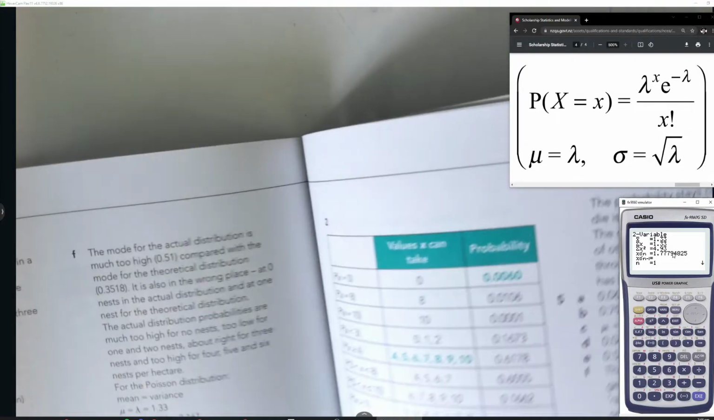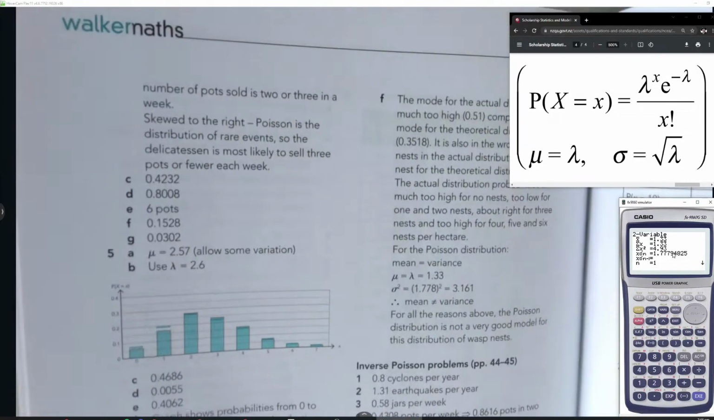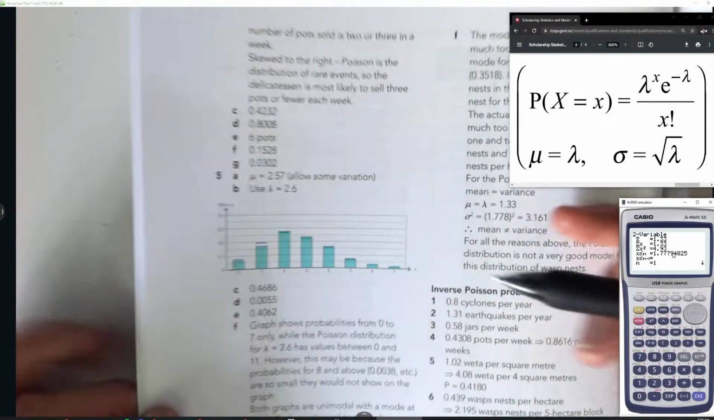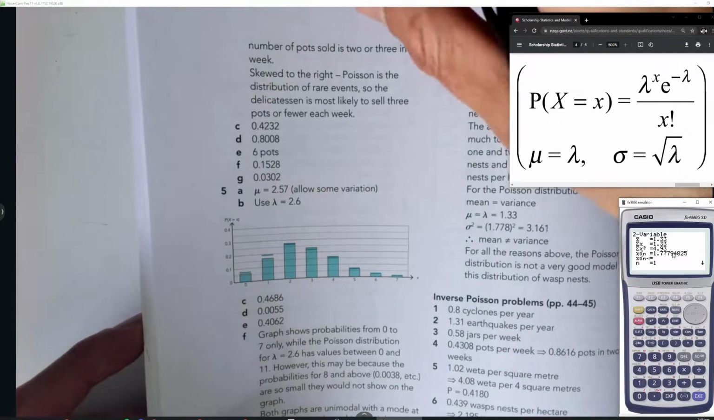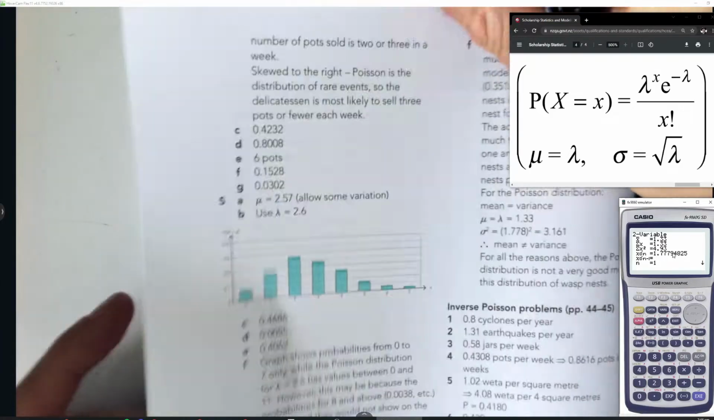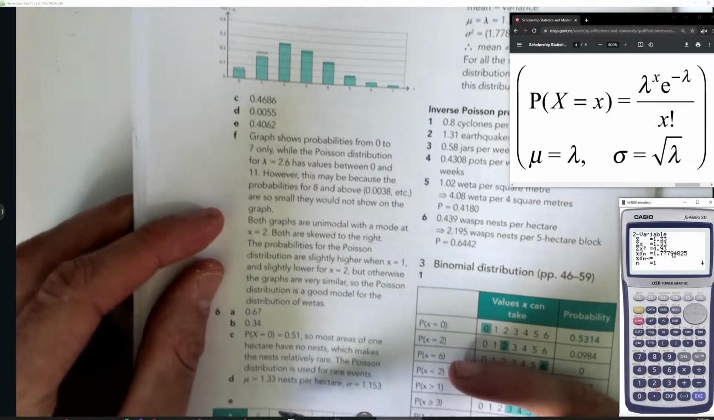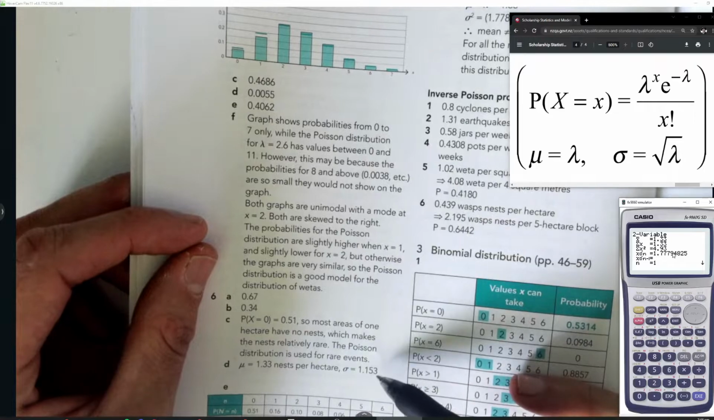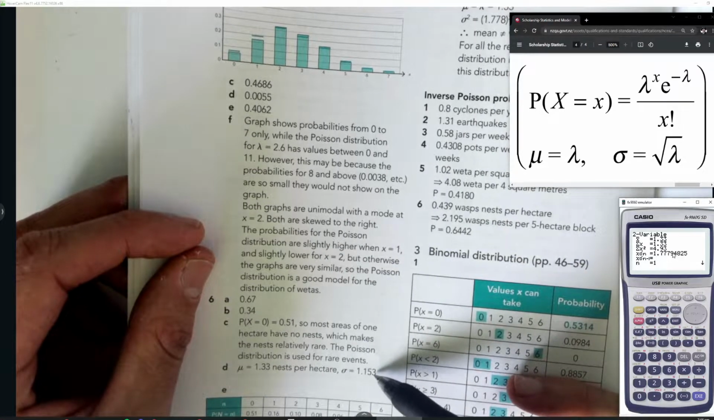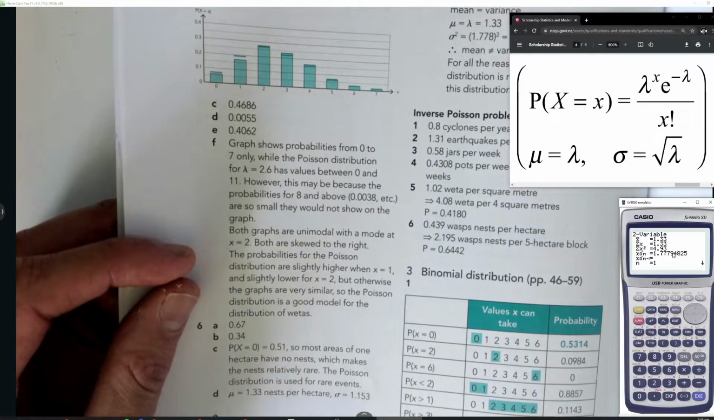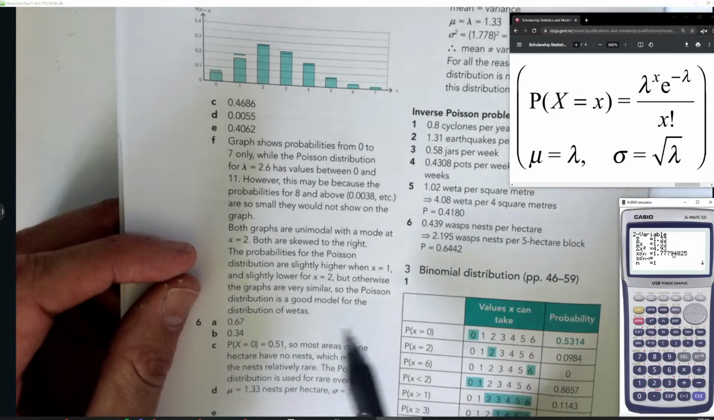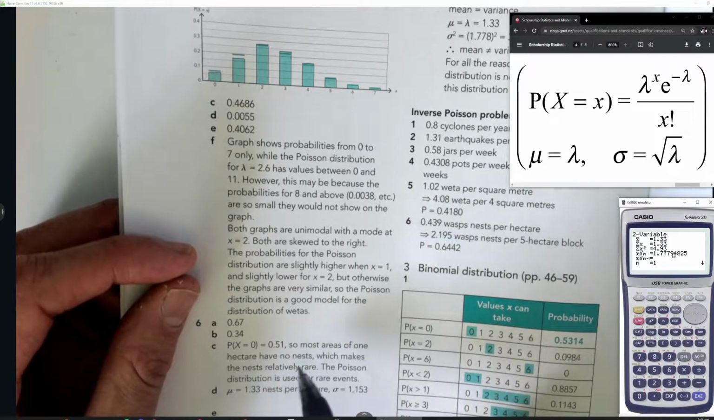Let's have a check, because I should probably do these things before I start teaching them, but I think it's better for me to show you me trying to problem solve stuff. Okay, it looks like we got the mean right, but actually the standard deviation I didn't get right. It's 1.153. So let's just check if we got this one right. So most areas of 1 hectare have no nest, which makes sense. Cool. Sweet, they were happy with that.